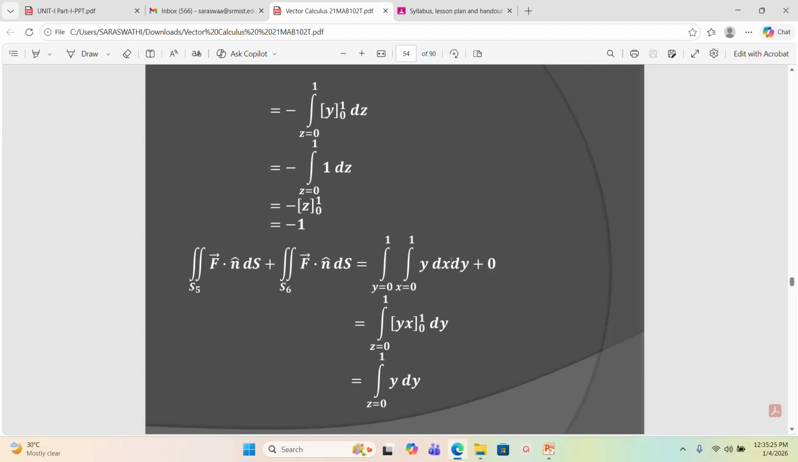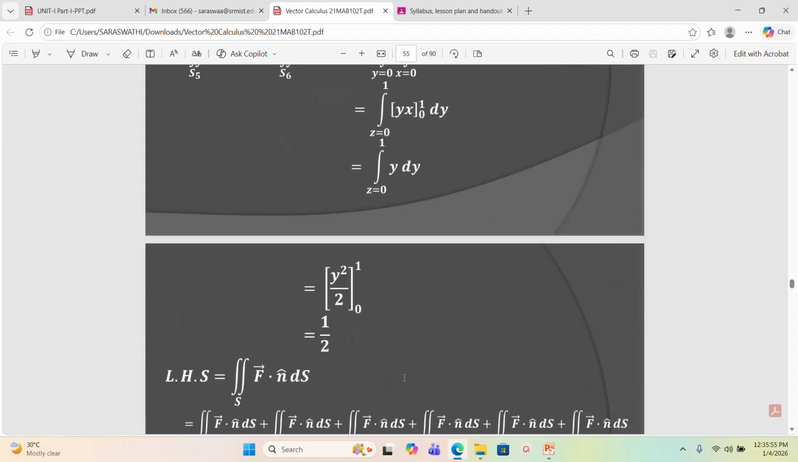Here y is the constant, integral dx is equal to x, with limits from 0 to 1. Now x equal to 1 is the upper limit, minus x equal to 0 is the lower limit. So 1 minus 0 equal to 1. Now y into dy, with the upper limit 1 minus 0 equal to 1. Integral y into dy is equal to y square by 2.